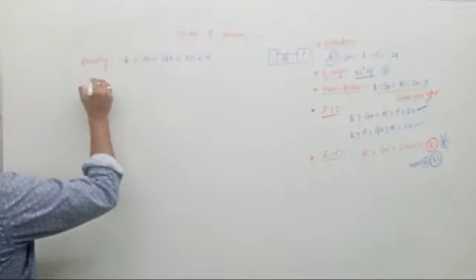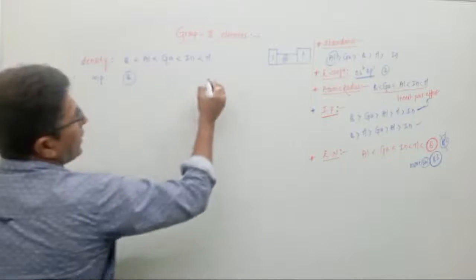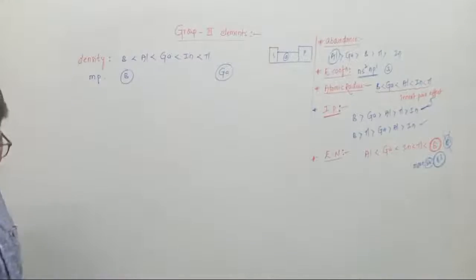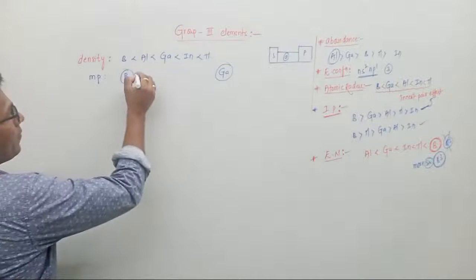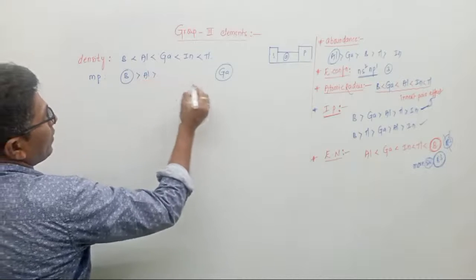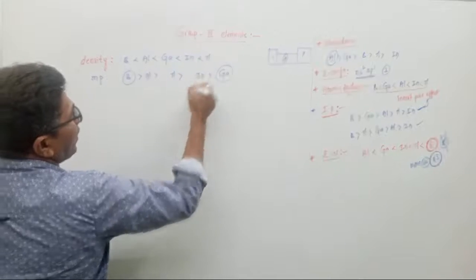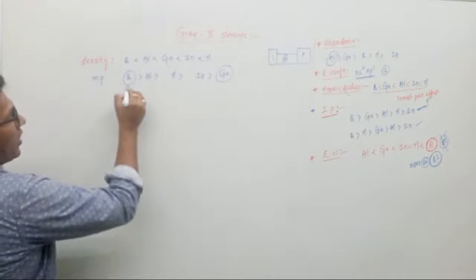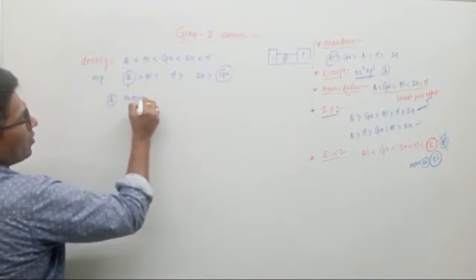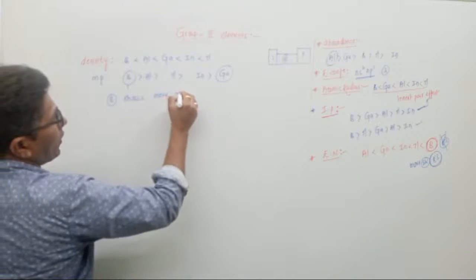Next, go to melting point. Boron shows the highest melting point, and gallium shows the lowest melting point. Boron, next aluminium, next indium, and thallium. This is the order. Boron shows the highest melting point.